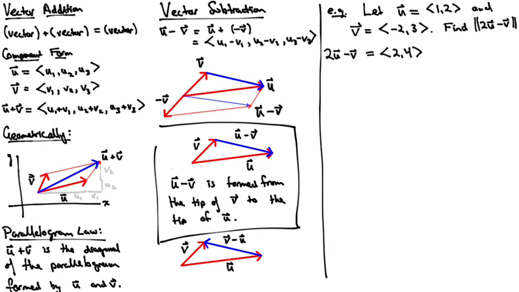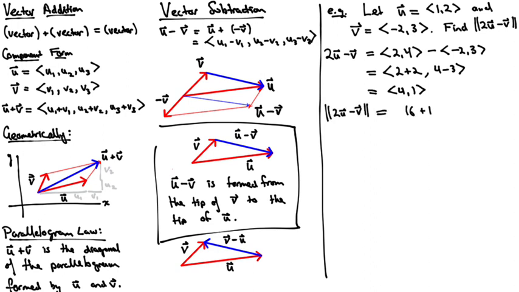I'm going to double the components of u, so 2 and 4. And then I'm going to subtract the vector -2, 3, the vector v. And that just means to subtract corresponding components. So I'll have 2 plus 2, 4 minus 3. And that will get me 4 and 1. So the difference of twice u and v is 4, 1. We can find its length now. We sum up the squares. 16 plus 1, square root of that gets me square root of 17.